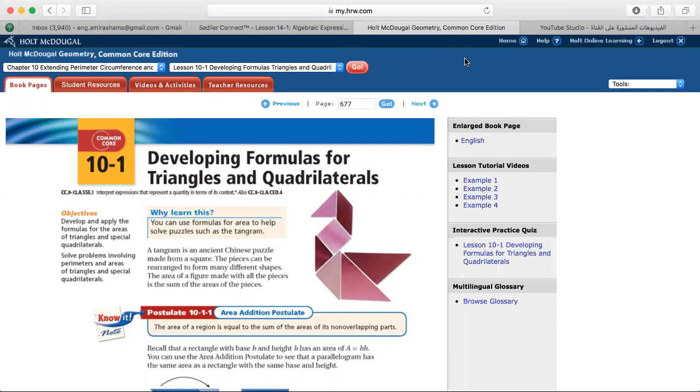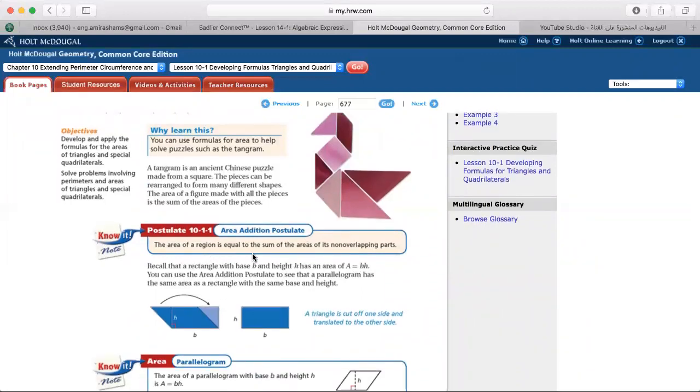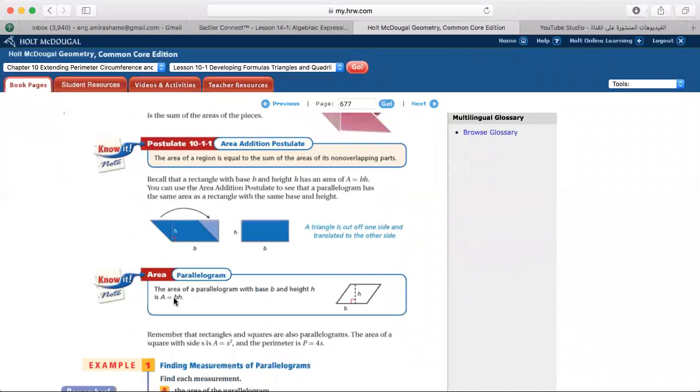We started by triangles and quadrilaterals. As you remember, the area of a region is equal to the sum of the area of its non-overlapping parts. And we learned that the area of a parallelogram with base B and height H is A equals base multiplied by height, where A is the area, B is the base and H is the height. Height is always perpendicular on the base.